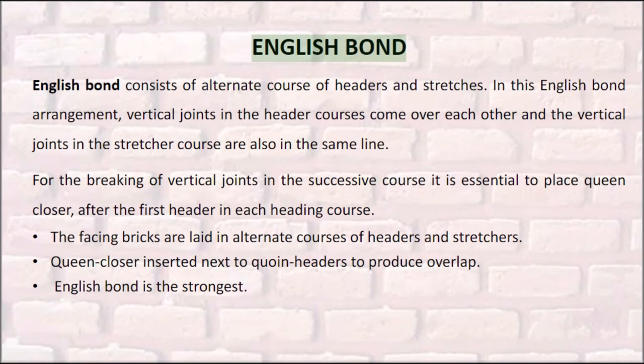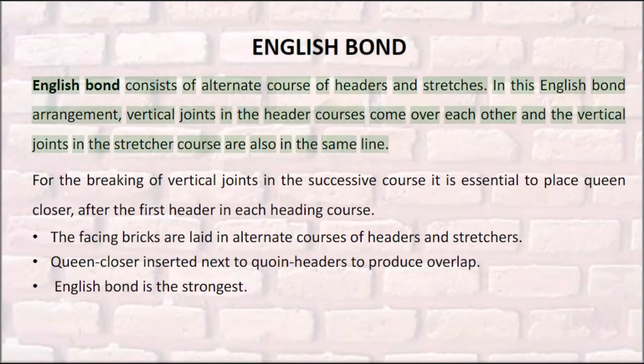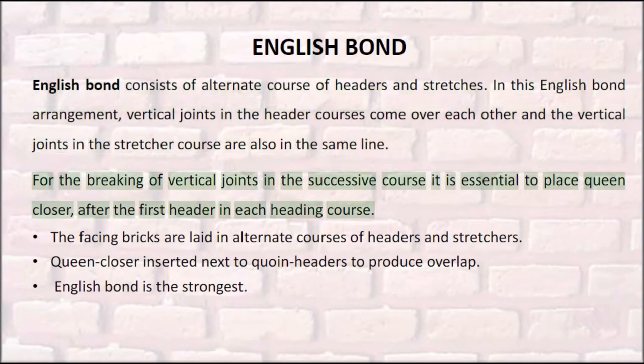English bond. English bond consists of alternate courses of headers and stretchers. In this English bond arrangement, vertical joints in the header courses come over each other and the vertical joints in the stretcher course are also in the same line. For the breaking of vertical joints in the successive course, it is essential to place a queen closer after the first header in each heading course.